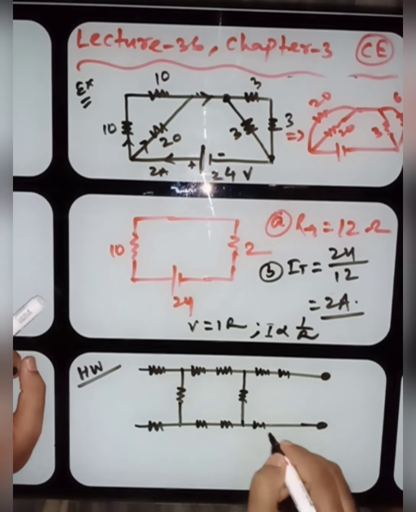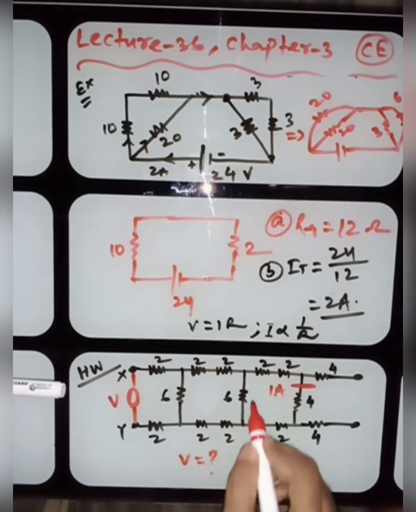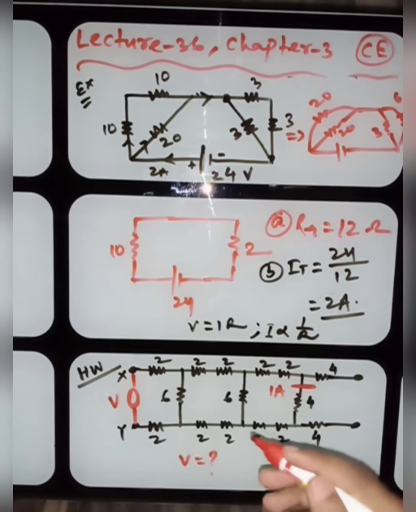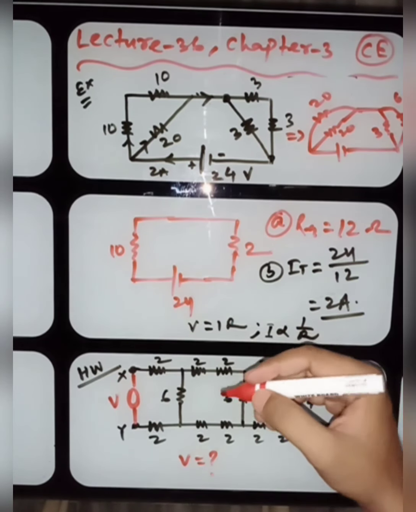If 1 ampere of current is flowing through this resistor, if 1 ampere reached this point, remember how much? 1 ampere. If 1 ampere, due to the battery connected between these 2 points, reached this point, then you have to find the current across each resistor, and also you have to find the value of V, the voltage of the battery. Okay, this is a very, very important question, my dear student.